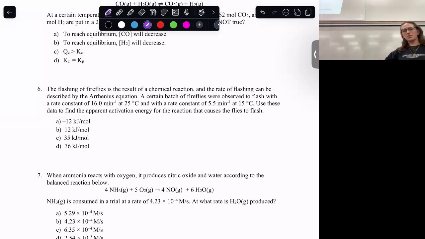Okay. So what equation do we need to use here? Yep, the Arrhenius equation, we're going to use the combined Arrhenius equation. This is given to you, so you don't have to memorize it. It is given to you as ln of K2 over K1 equal to EA over R times 1 over T1 minus 1 over T2.